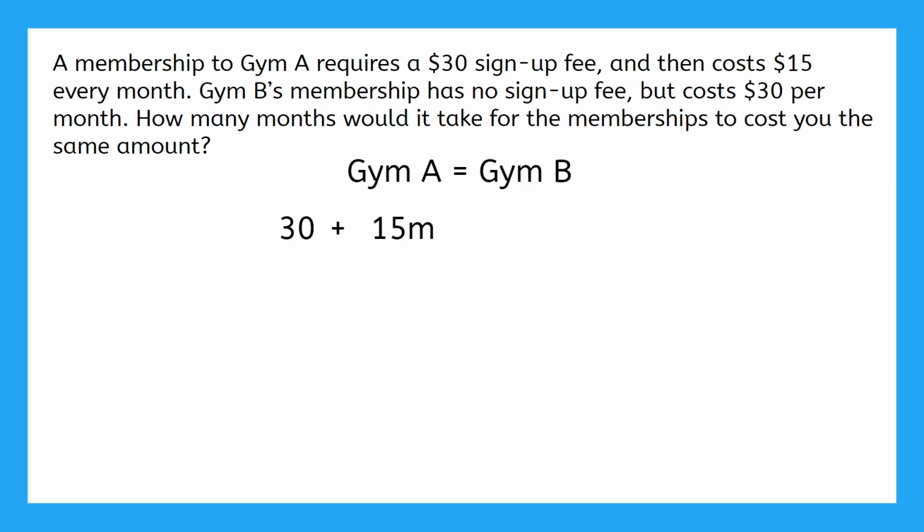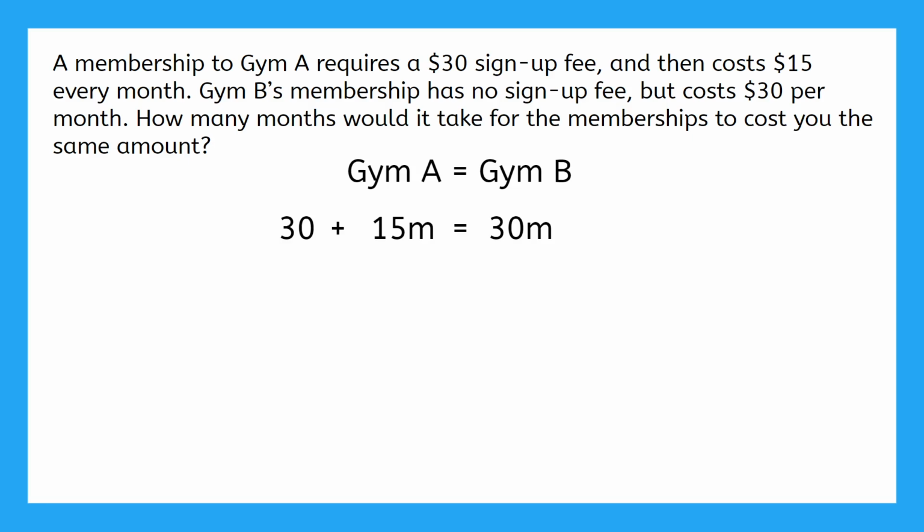So for 1 month, it would be $15. For 2 months, it would be 30. 3 months would cost $45, so on and so on. You just multiply 15 times however many months your membership lasts. So 15 times M. So that takes care of Gym A, but what about Gym B? Gym B only charges a $30 monthly fee. So that's just $30 times the number of months you're a member. So this is the equation that we need to solve. 30 plus 15M equals 30M.